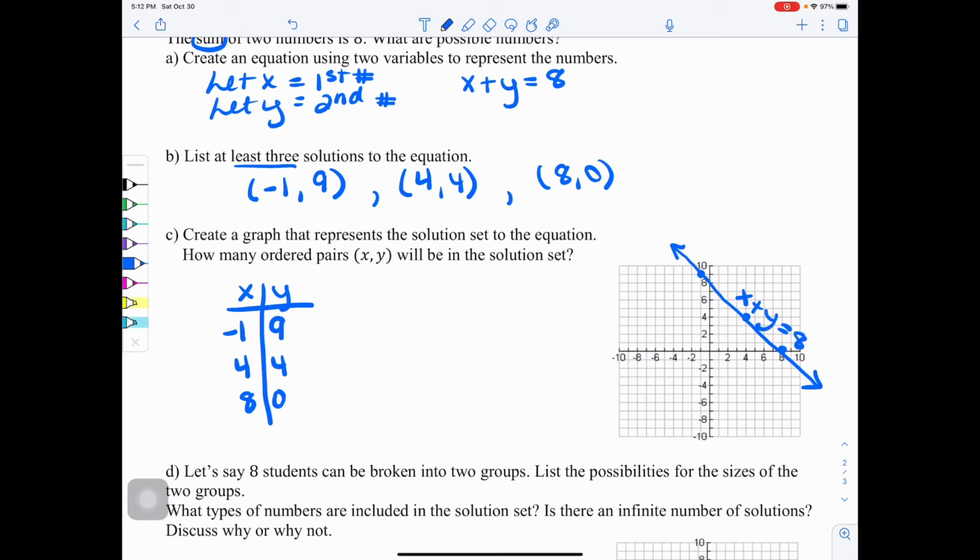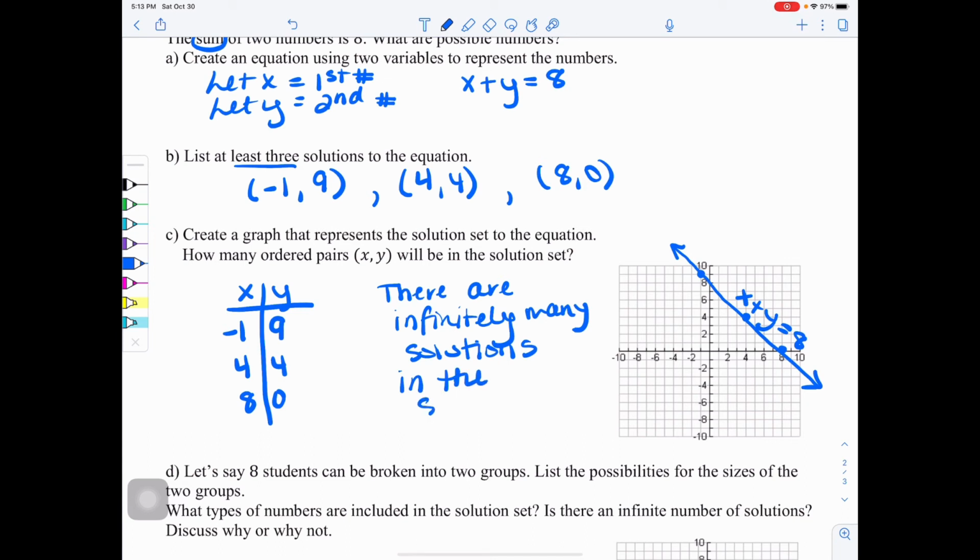Now, the second part of the question says, how many ordered pairs will be in the solution set? As we said before, this is just 3 examples of combinations that would work. We have decimals and fractions or rational numbers and combinations that would also work. So remember, since this line is going on forever in both directions, we have an infinite number of solutions. So there are infinitely many solutions in the solution set.